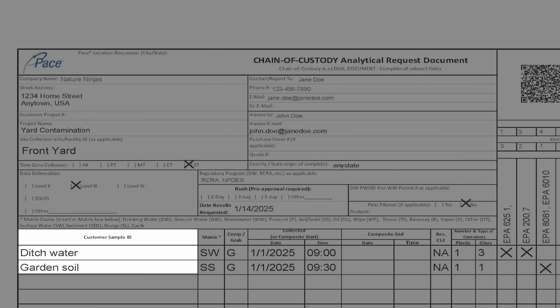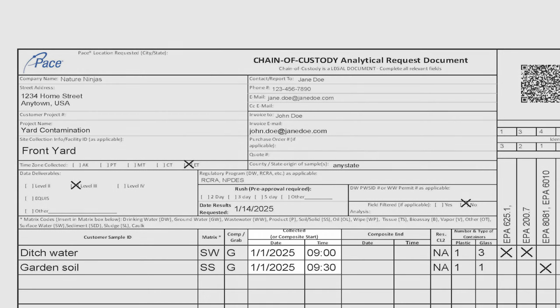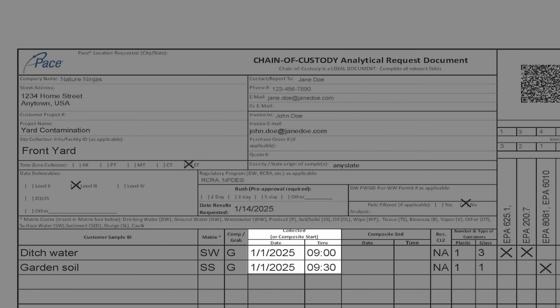Each sample must be uniquely identified to avoid any mix-up or confusion with other samples. This typically includes a unique identifier or code. Accurate identification ensures that the sample can be precisely traced throughout its life cycle. The specific date and time the sample was collected. Knowing the collection date and time is essential for understanding the sample's history, especially with regards to hold time.